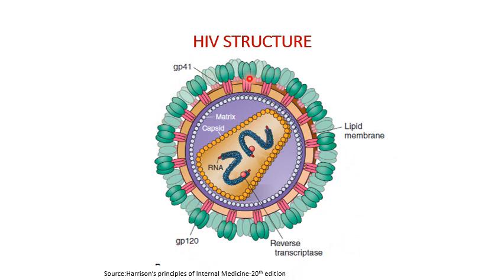In the cell membrane there are two important proteins called GP120, glycoprotein 120, and glycoprotein 41. These two protein molecules are essential for the attachment of the virus to the host cells. That is the CD4 T cell. So these two are essential for the attachment of the virus.